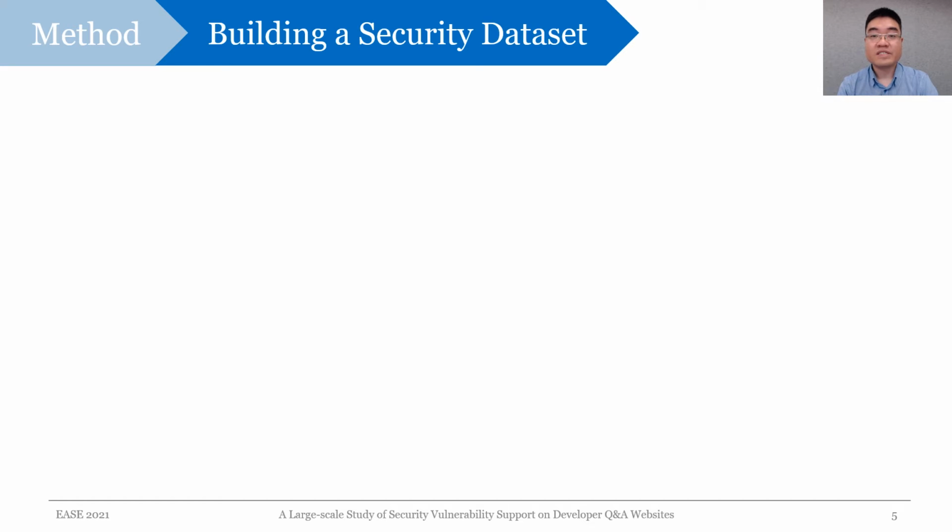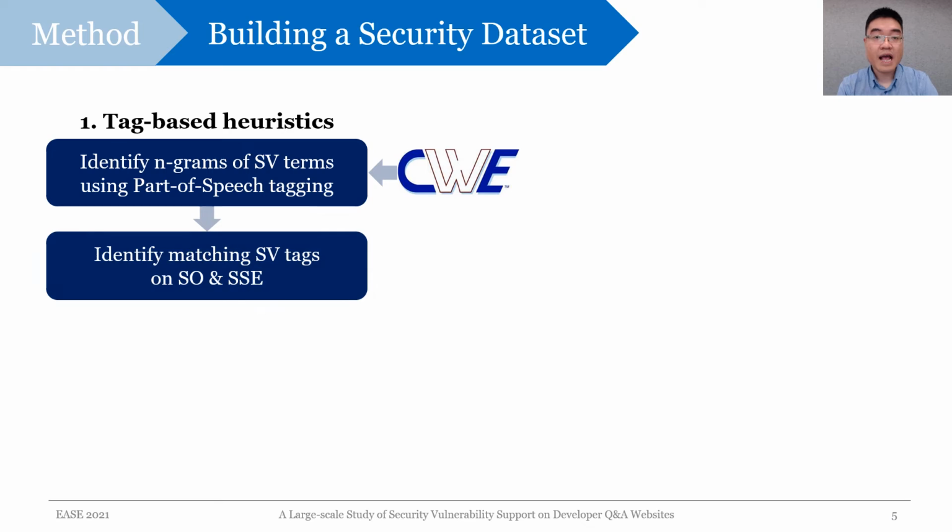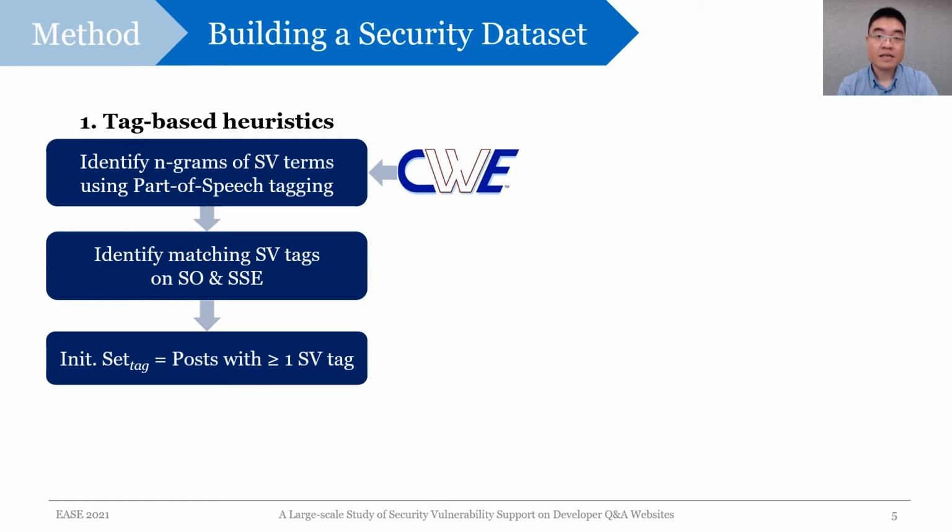In this work, we develop heuristics to collect one of the largest datasets of vulnerability discussions on Q&A sites, starting with tag-based heuristics. Because it's not trivial to manually identify all the vulnerability-related tags, we use the entries from CWE and part-of-speech tagging to identify the meaningful n-grams used to describe vulnerabilities. We then search for the tags on Stack Overflow and Security Stack Exchange matching these n-grams. After that, we retrieve an initial set of tags containing at least one of these selected tags.